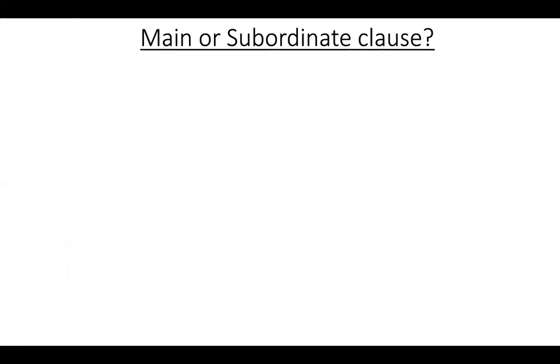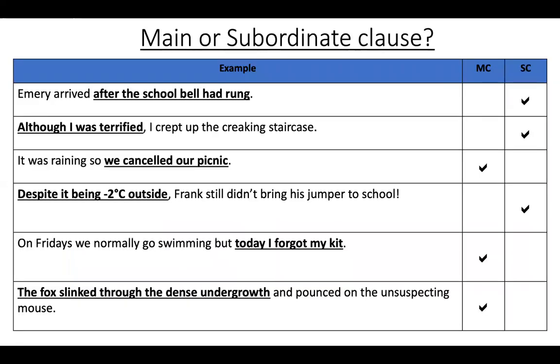Main or subordinate clause. We have some examples to go over. So the first one reads, Emery arrived after the school bell had rung. After the school bell had rung, underlined, is the subordinate clause as ticked because it does not make sense on its own. Although I was terrified, okay, so if you read that in isolation, that does not make sense. So for that reason, that also is an example of a subordinate clause. Okay, remember, as mentioned, a subordinate clause does not make sense on its own.